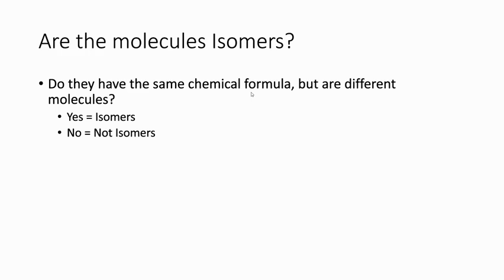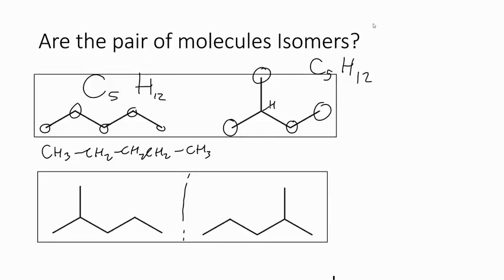If it's the same molecule, it is not an isomer because it's connected the same. If it's connected the same and it is the same chemical formula, that's just the same molecule. It's not an isomer. If it has the same chemical formula, but it's connected differently, like the Legos are stacked in a different way, that's an isomer. That's what the question is asking.